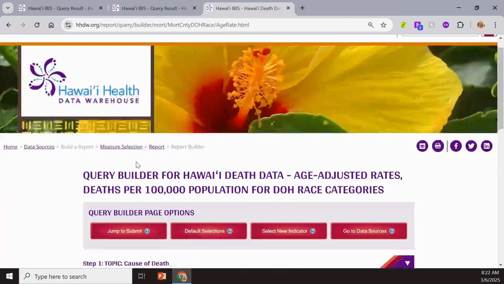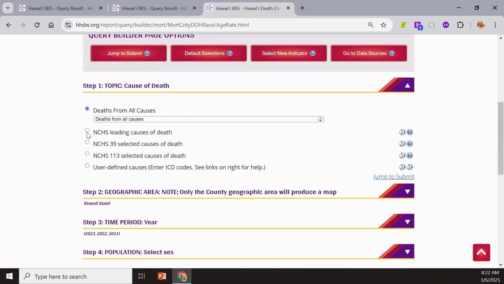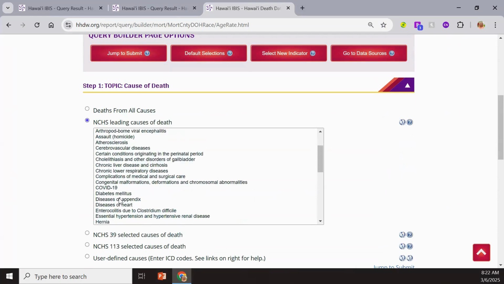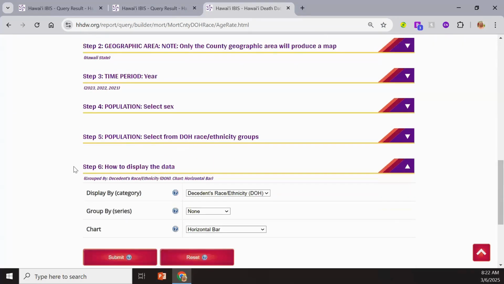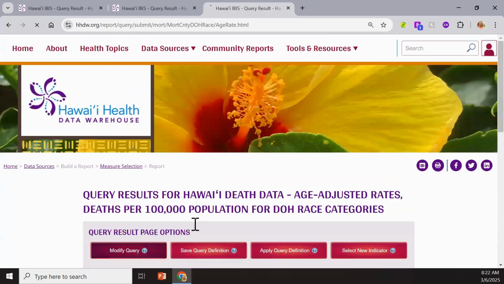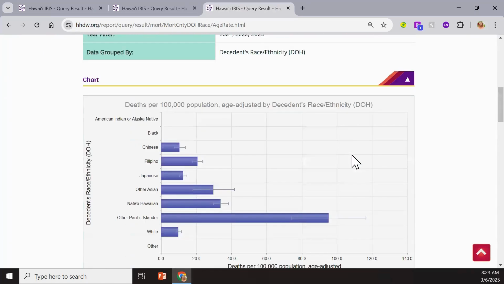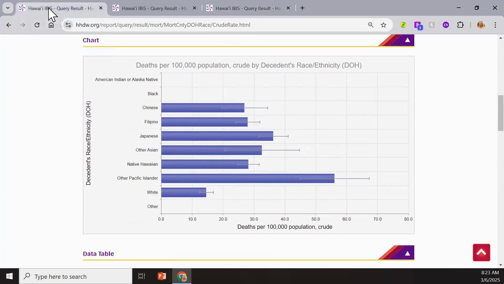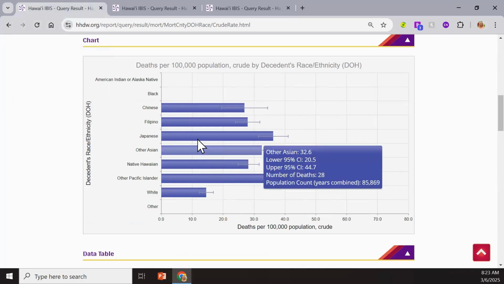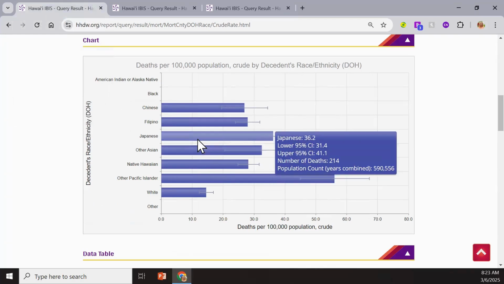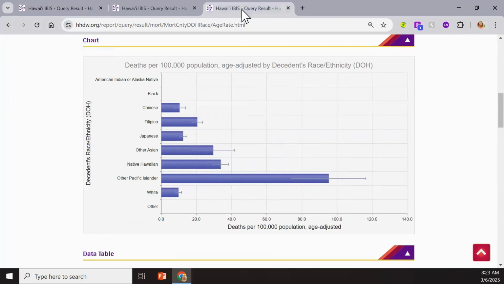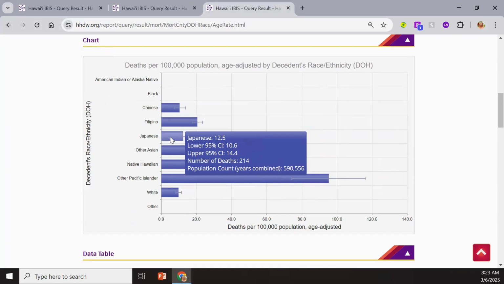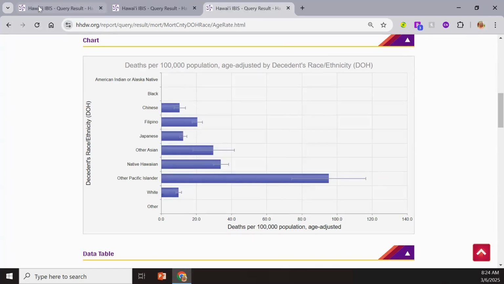And again, I want to modify this query to make the cause of death diabetes mellitus. And now we will take a look at the age-adjusted rates. So here we can see when we compare to the crude rates, for example, the Japanese population has a higher rate of death due to diabetes in the age-adjusted population. And that's because our population skews older. You can see changes in the other race ethnicities as well.